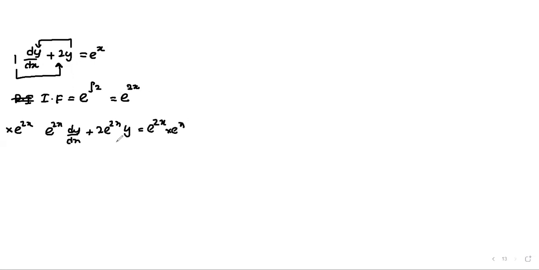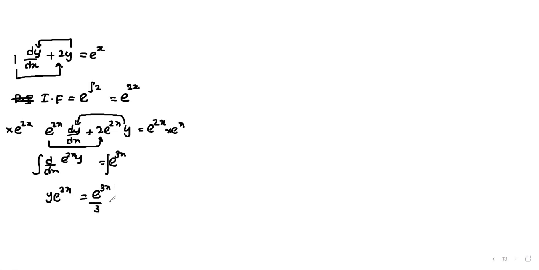Now you can see differentiation of y is here and differentiation of e to the power 2x is here. So this is the whole differentiation of this. It's equal to e to the power, multiplication turns up to 3x. So integrate both sides. There you get the answer. y e to the power 2x equals e to the power 3x over 3 plus c. Then that would be the answer for this question.